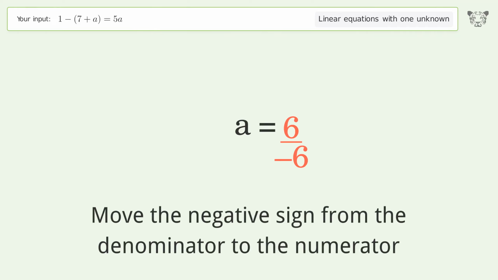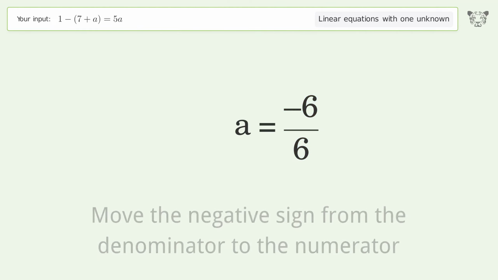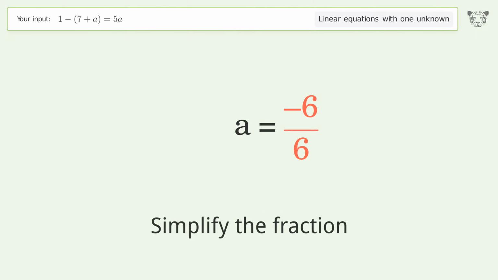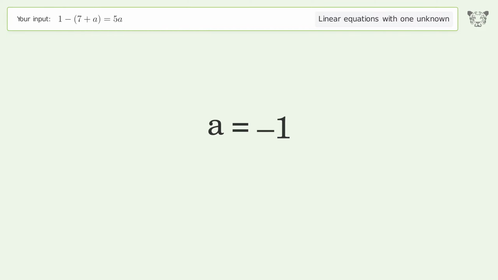Move the negative sign from the denominator to the numerator. Simplify the fraction. And so the final result is a equals -1.